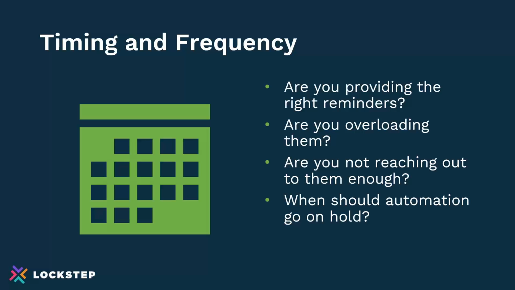But then there's the question of, are you overloading them? One thing that's also important: if a customer has 5 open invoices with you, don't send 5 emails. Make sure you're sending one email that summarizes the 5 and not trying to overload them that way. So the email automation has to be smart enough to do those kinds of things.